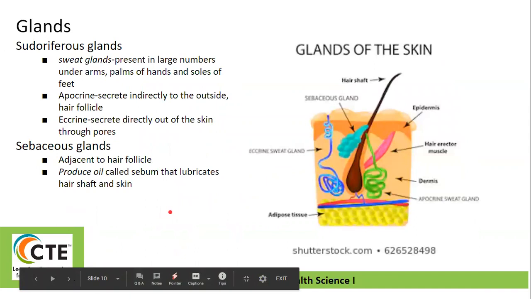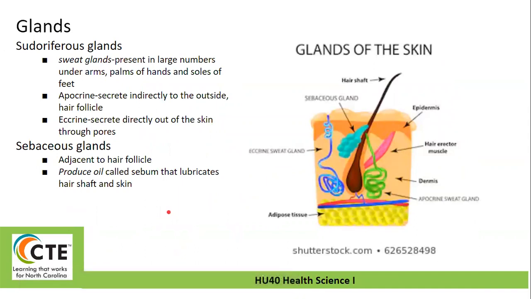All right, glands. We have two types. We have sweat glands and oil glands. The sudoriferous glands are our sweat glands. We have a large number of these in the palms of our hands, the soles of our feet, and under our arms, which is called the axilla region. We also have quite a bit on our forehead. Do you ever get in front of a crowd of people and have to talk and you start getting all sweaty? Okay. And then we have two types of sudoriferous glands, apocrine and eccrine.